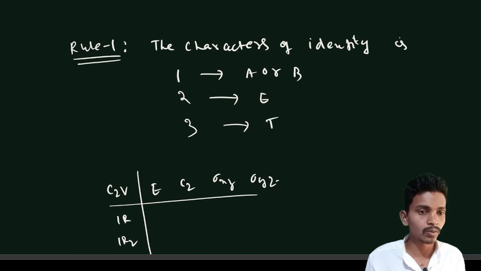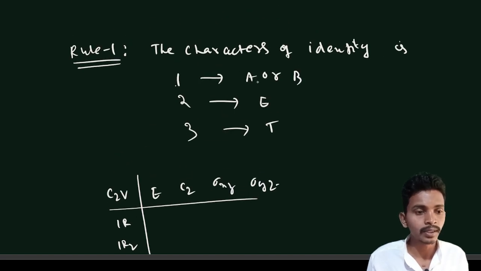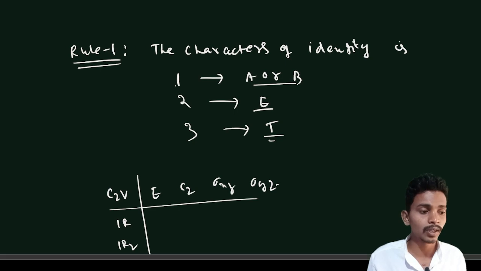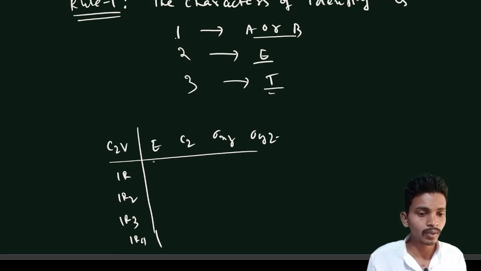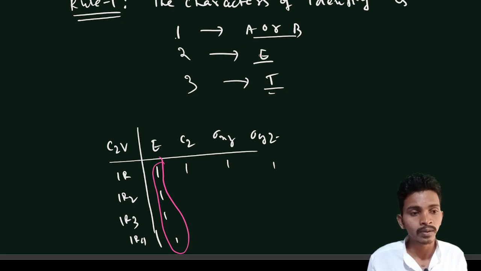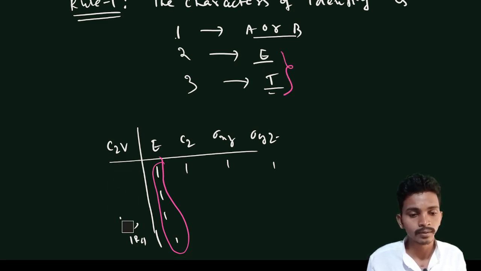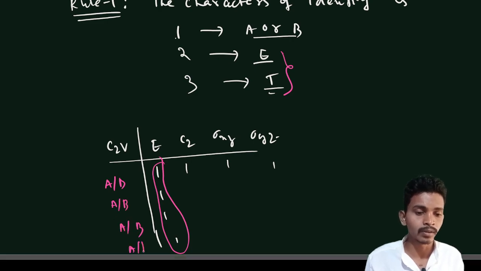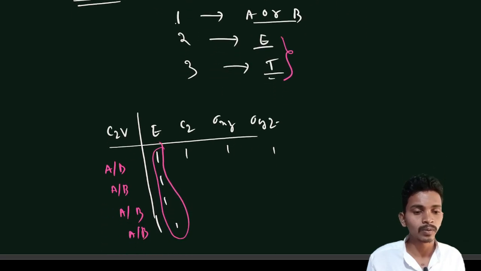So what rule 1 says is that if the character of identity is 1, then we have to use A or B; if it's 2, then E; and if it's 3, then T. Here everywhere it is 1 1 1, so the character of identity is everywhere 1, so we have to use either A or B. Since 2 and 3 are not there, E and T will not come. So here we use either A or B. This is what rule 1 says.